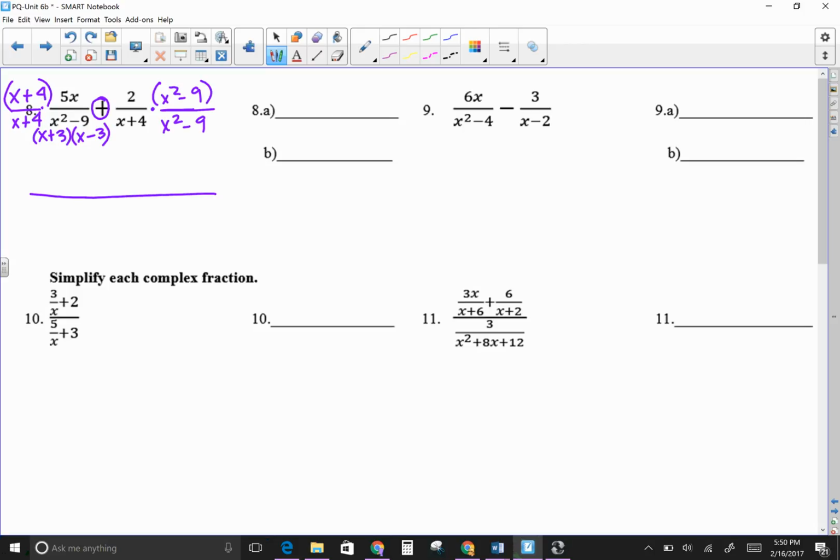And also, what I like to do is when I do this, I go ahead and write them all. I'm going to combine them under the same denominator. So my denominator is going to be x squared minus 9 and x plus 4. So 5x times x is 5x squared. 5x times 4 is 20.